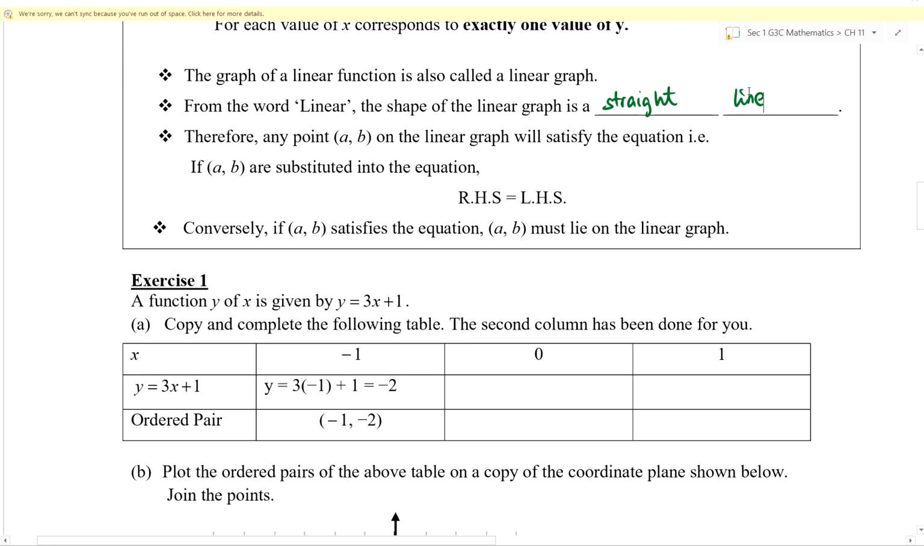So any point (a, b), where a is the x coordinate and b is the y coordinate, on the linear graph will satisfy the equation. That is, if we have an equation y equals mx plus c, take note that this is the x value. If I substitute the x with a and the y with b, the left hand side will be equal to the right hand side. Conversely, if we reverse the argument, if we see that a and b satisfy the equation, then (a, b) must lie on the linear graph.